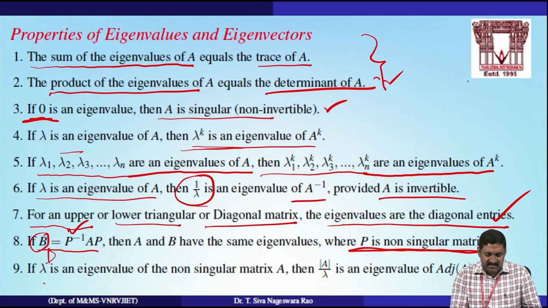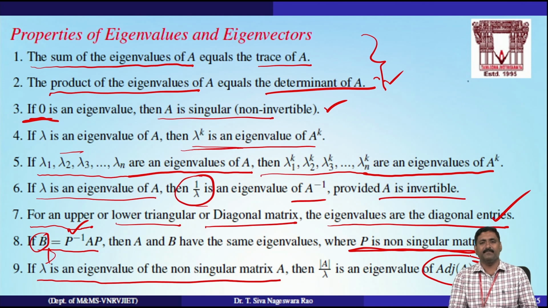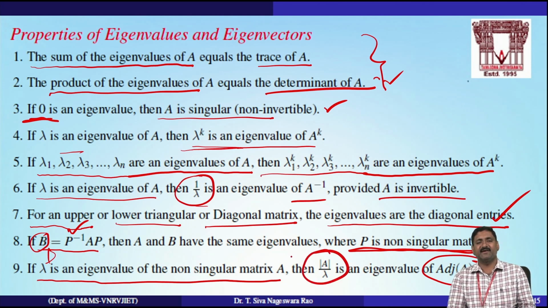Next property: if lambda is an eigenvalue of a non-singular matrix capital A, then what is the eigenvalue of adjoint A? The eigenvalue of adjoint A is det A divided by lambda.